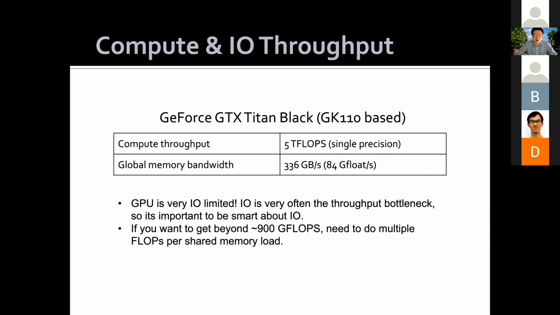The GPU is very I/O limited. I/O is often the throughput bottleneck. Here I/O is not the memory bandwidth. This I/O means you transfer the data between the GPU and CPU. So don't be confused about this I/O; it is not the memory I/O. Memory we usually call a memory transaction or memory bandwidth. If we talk about I/O, it means reading data into the GPU or outputting data from the GPU, that is, transferring the data between GPU and CPU.